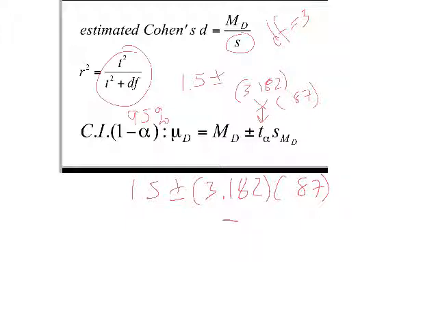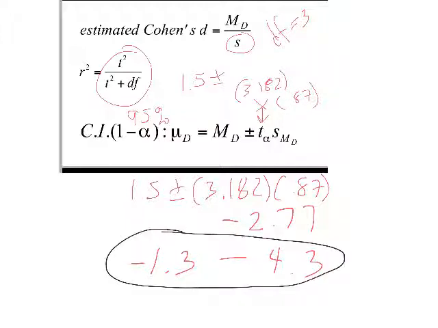This ends up being 2.77 basically. And the interval itself then ends up being, and I'm going to do some rounding here, basically negative 1.3 to 4.3. And keep in mind, this was not statistically significant, and this is confirmed or reiterated in our confidence interval. Right, we've got a 95% CI.